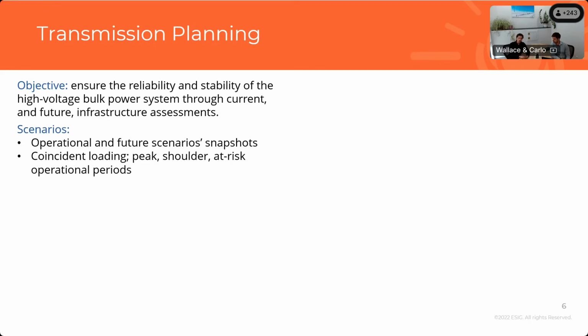We can look at more real-time data to get ideas of how operational profiles might be changing, and then use that to cast forward to look at how the system might operate in the future. But generally, looking at peak and shoulder as two primary at-risk operational periods, and then, based on what we find with our analysis, we might bring other periods into the objectives of what we'll be looking at.